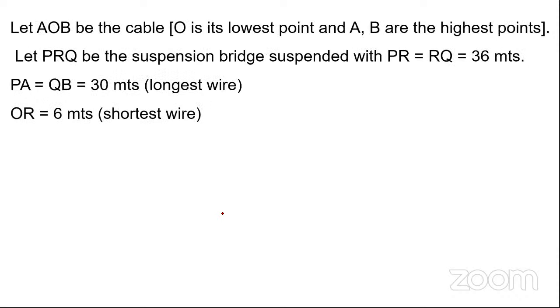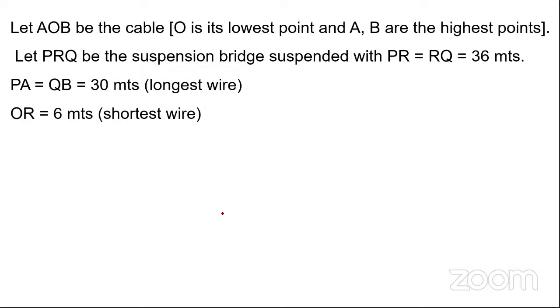O is the lowest point, and A and B are the highest points, as in the figure. Let PRQ be the suspension bridge. PR equal to RQ equal to 36, which means the length of the roadway is 72 meters. I'm dividing it into two parts, PR and RQ, each 36 meters. So PA equal to QB equal to 30 meters.